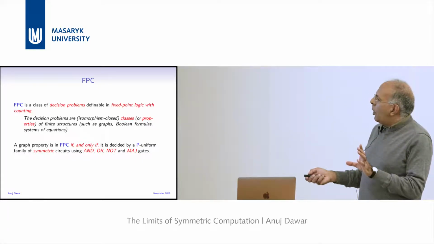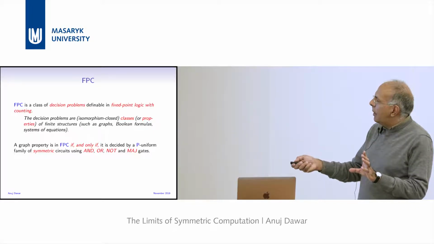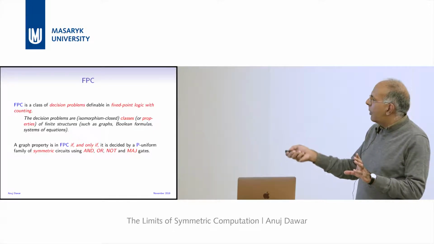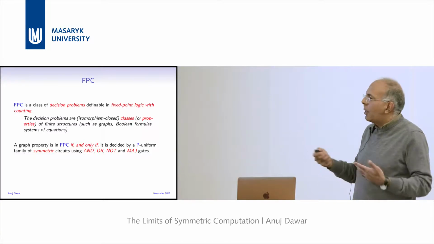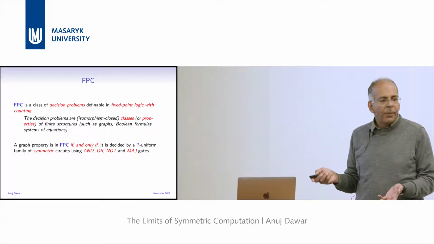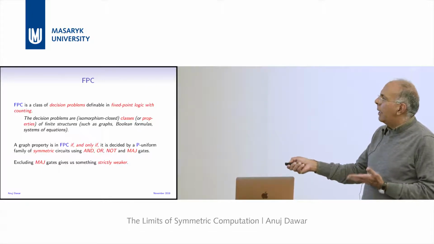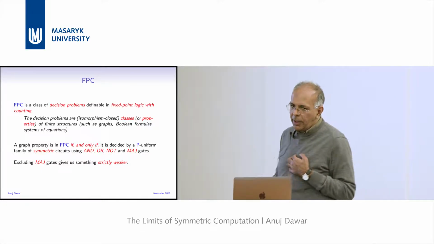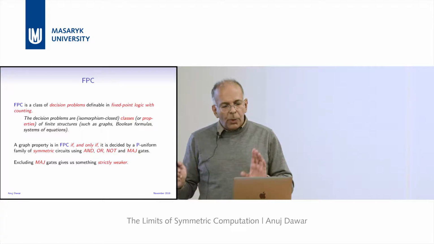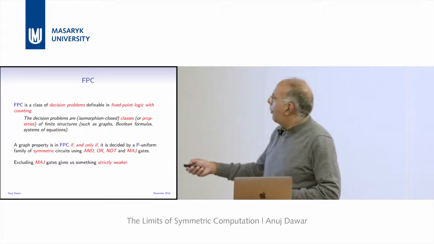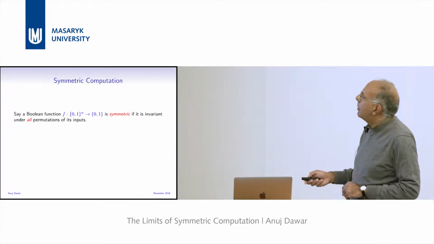Now, you can convert this into still a polynomial-sized circuit without majority gates. That's a general rule, but you'll break symmetry if you do that. So you need this. Excluding majority gives us something strictly weaker if you still require the circuits to be symmetric. Okay, so for our purposes, we can take this as the definition of FPC.